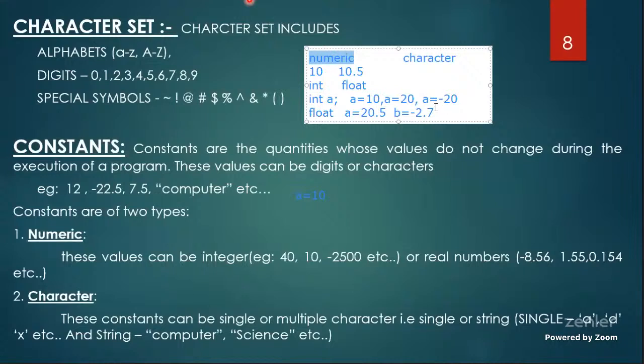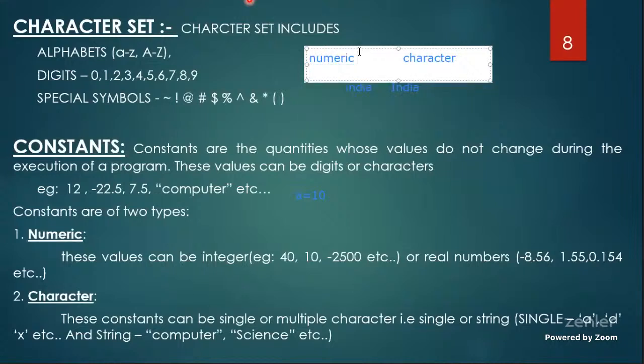Clear? Now the next one. I'll delete this. Now the next one we have is character, right? This is the second type. So character, how many types of characters are there? I mean, what are those?